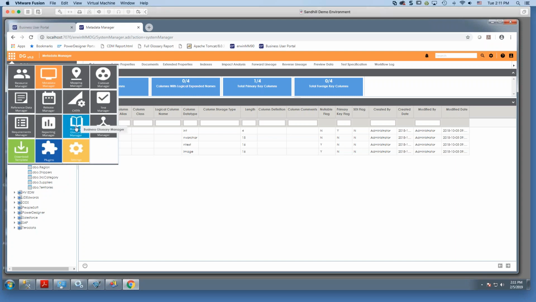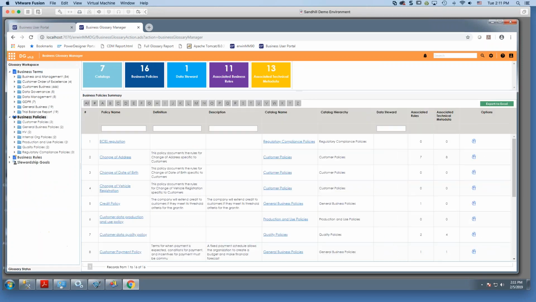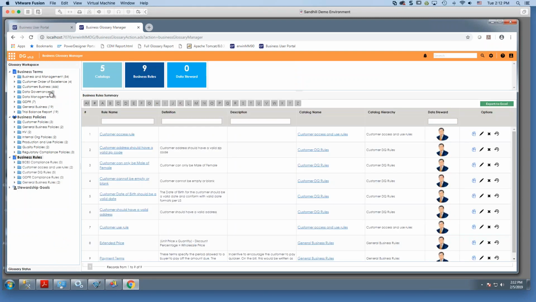The Glossary Manager is purely business. So when we look at this, we have got business terms, business policies, and business rules. So that's where we're going to start the discussion here. First thing is that your business terms can be set up in a hierarchy. You can determine how you want to structure your business terms.